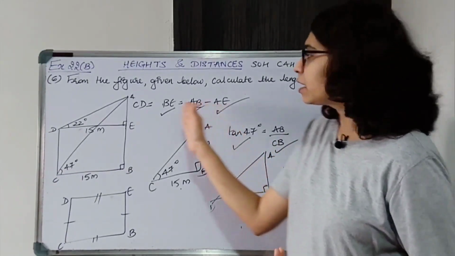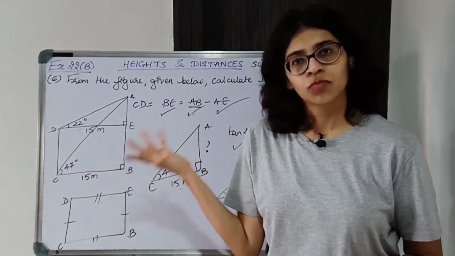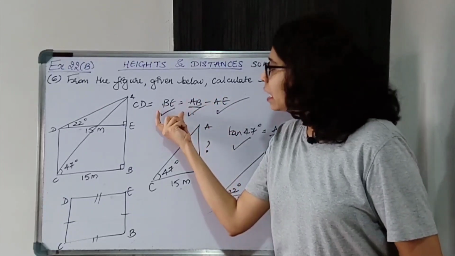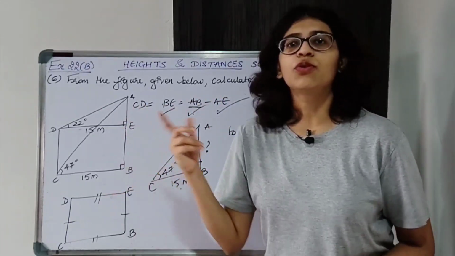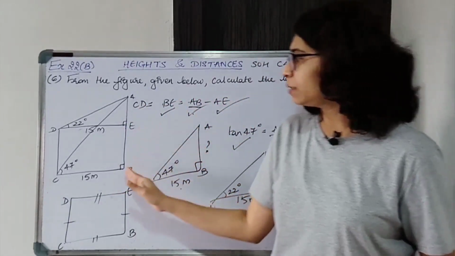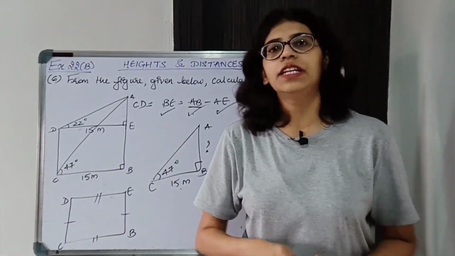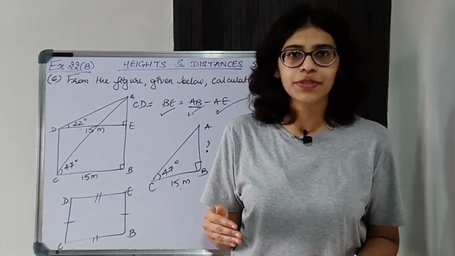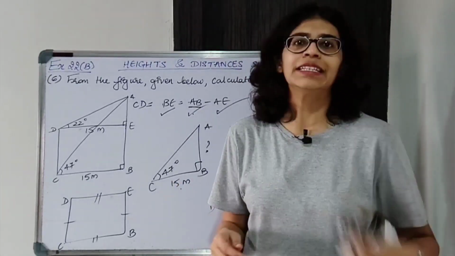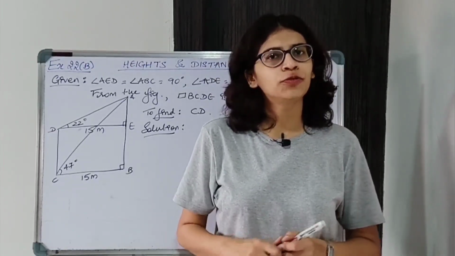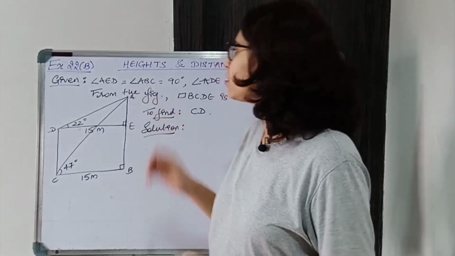Once you get AB and AE, it is equal to BE. So BE is AB minus AE. Now BE is equal to CD. So in short, we have to find BE to find CD. Now let us start with the solution. We'll write down proper steps. Write down the given information and then start with the solution. Now we'll write down the given information and the part to find. I've already written that.